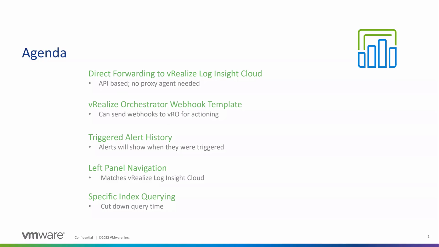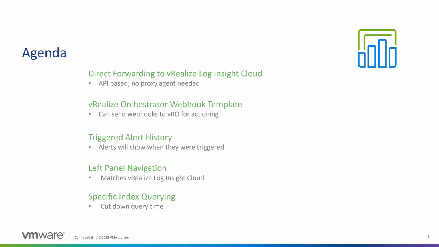We can now send webhooks to vRealize Orchestrator for actioning. So if an alert or an event comes up that's important and we want to action on it, we can send that alert to VRO. Once VRO ingests that with a webhook, you can action on it, whether that's to create a new virtual machine or to change resources, whatever VRO can do. Log Insight can integrate with it now and action based on that webhook.